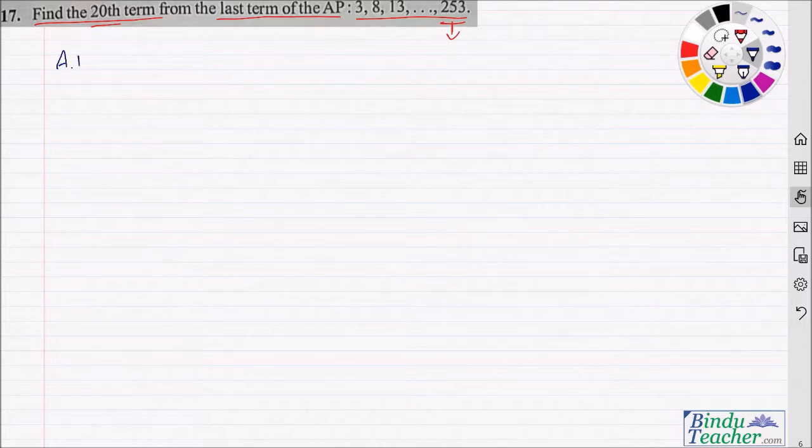So we have an arithmetic progression 3, 8, 13 and 253.